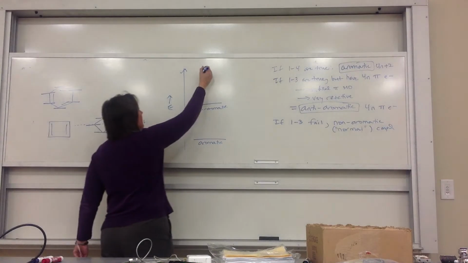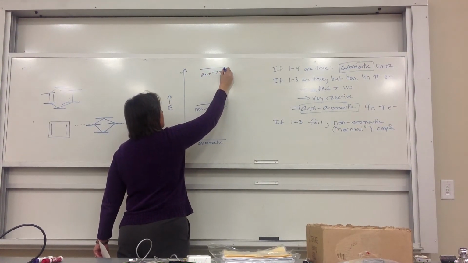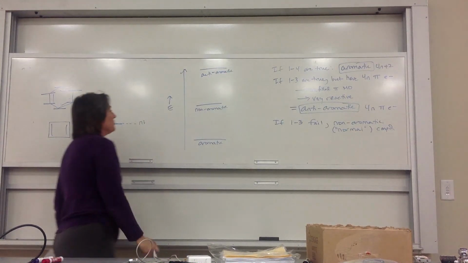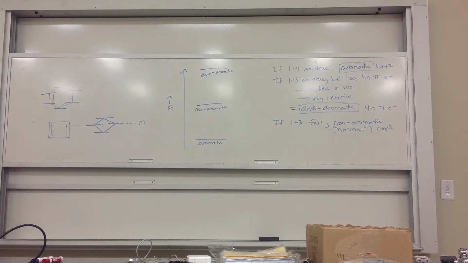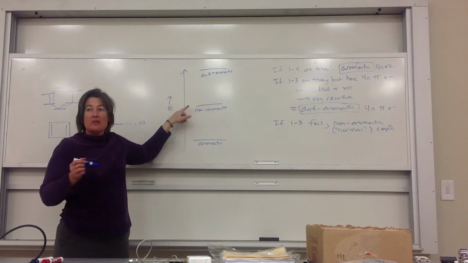Anti-aromatic is up here. We're going to see some compounds that are anti-aromatic. And they're very, very unstable because they have 4 pi electrons. But it's a bad thing to be way up here. It'd be far better, instead of being anti, just to be non-aromatic.